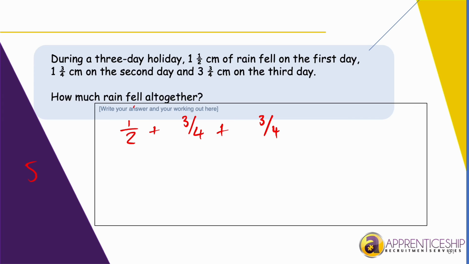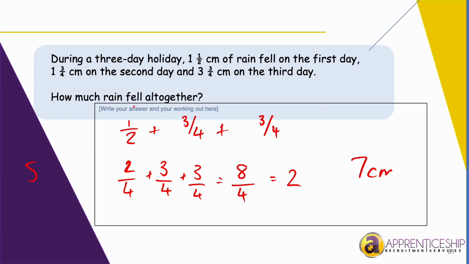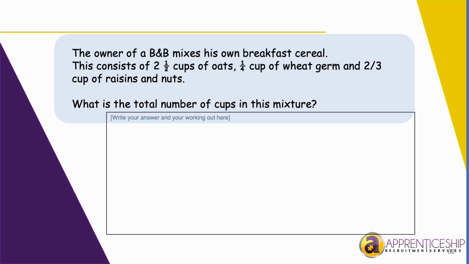These ones are in quarters, this one's in a half. So multiply top and bottom by 2. So 2/4, add 3/4, add 3/4 is going to be 8/4. Top and bottom, we divide the top by the bottom, which is going to be 2. So how much rainfall altogether? 7, because I've added that on. So there's no actual fraction in the answer now. It's just 7.